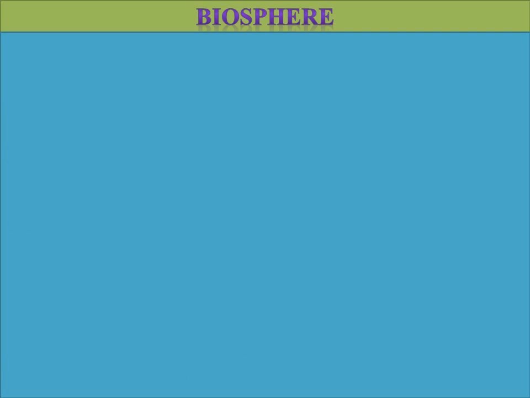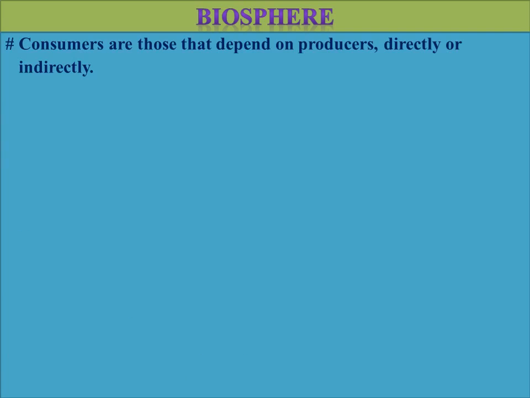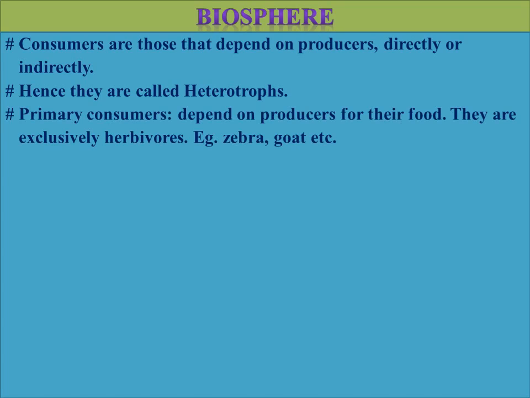Consumers are those that depend on producers directly or indirectly. Hence, they are called heterotrophs. The common category of consumers in the biotic components has subheadings. Primary consumers depend on producers for their food. They are exclusively herbivores. Examples: zebra, goat, etc.